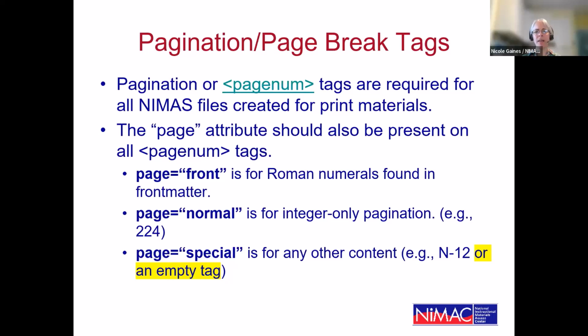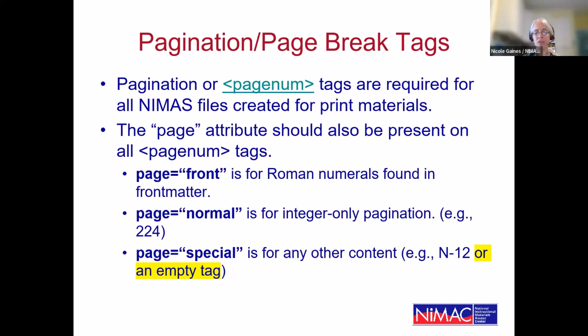This is something that is required on all page num tags, and the good news is that it's pretty simple and straightforward. The front attribute is for Roman numerals found in the front matter. Normal is used for integer only pagination, and special is used for everything else. We do find that it's really common for combinations of letters and numbers to be used for special sections of textbooks, and so you would just use special for that situation.